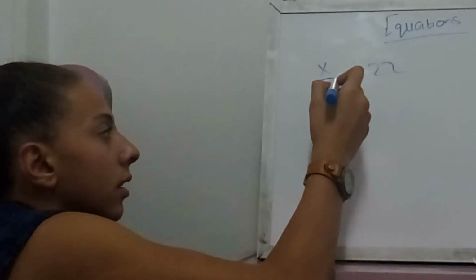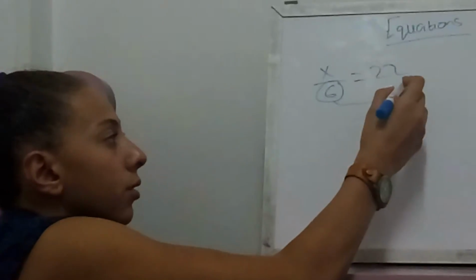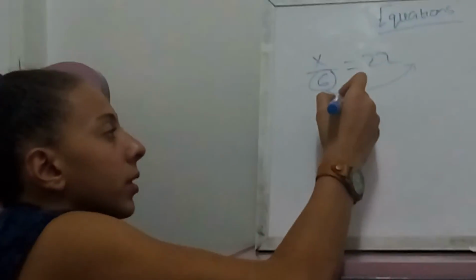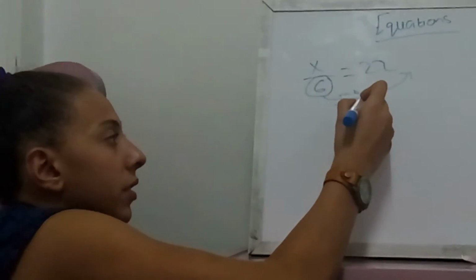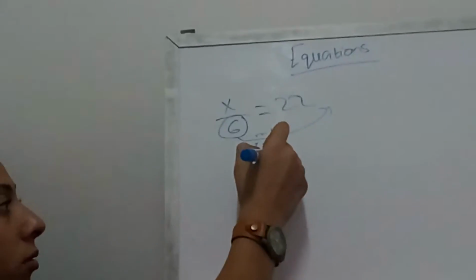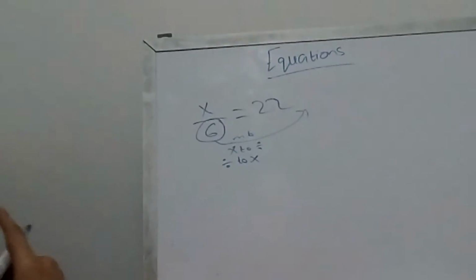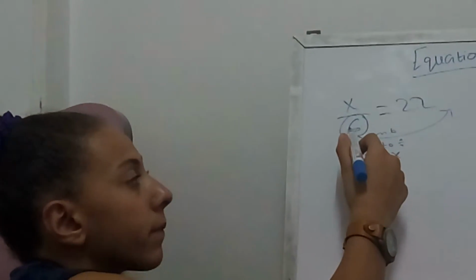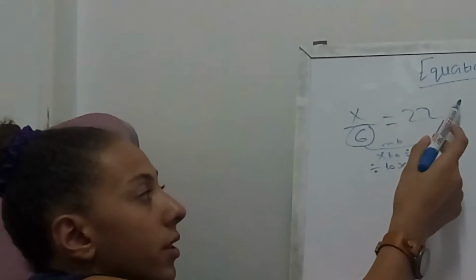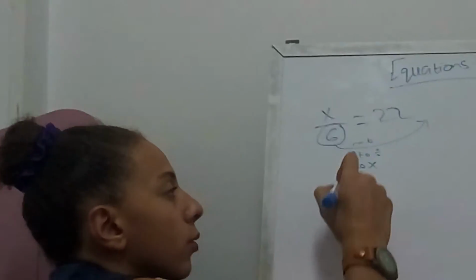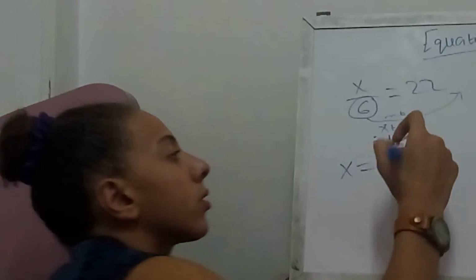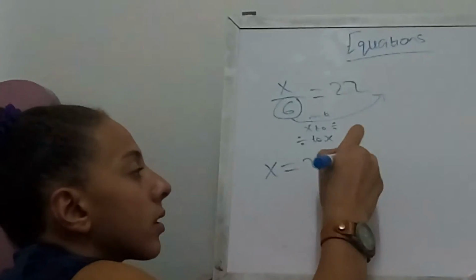The 6 is division, okay? So it will go to the other side by the magical bridge by multiplication. From multiplication to division, and from division to multiplication, as we said in adding and subtracting. So we take the 6 to the other side by multiplying 6, so it will be x, and we said we want the variable to be beside the equal sign on its own, so it will be 22 times 6.